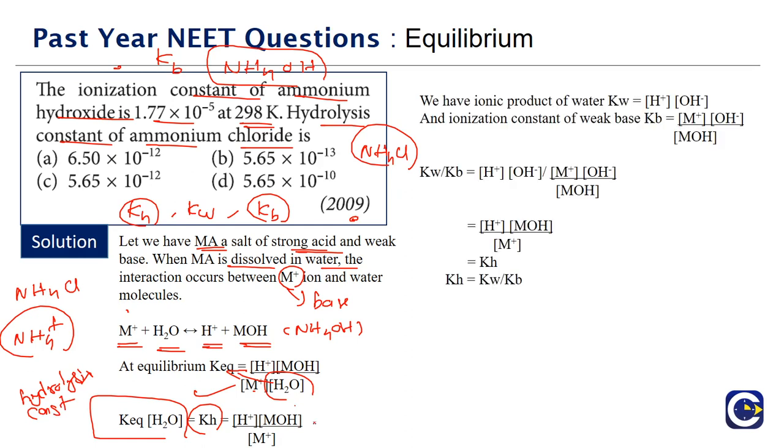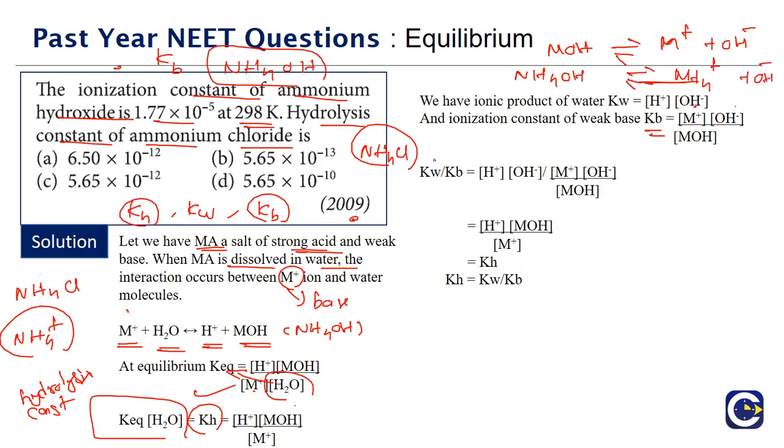And what is KW? Ionic product of water: H+ into OH-. What is KB? If you have the base, MOH, dissociation will give us M+ and OH-. The KB formula is M+ into OH- by MOH. For the example here, the corresponding base is NH4OH, and dissociation gives NH4+ and OH-. So this is the KB value.